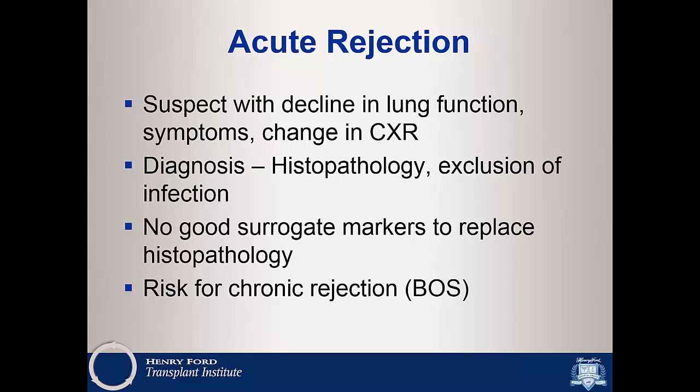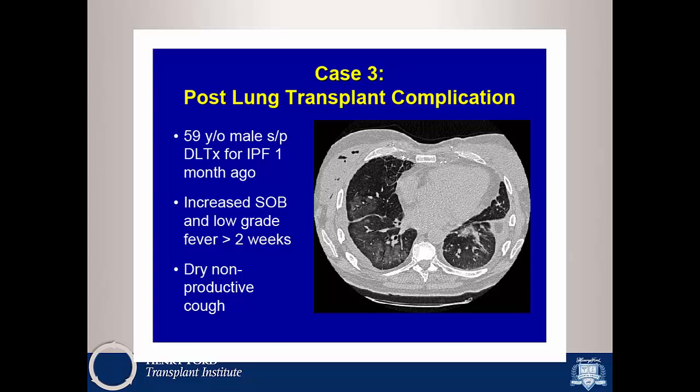This is an example of a 59-year-old who had a bilateral lung transplant for pulmonary fibrosis a month ago. He was still in the hospital, had increasing shortness of breath, some low-grade fever and a dry, non-productive cough. Again, a very non-specific CAT scan that's maybe not showing quite as well, but there's some ground glass opacity here, here. You see fluid in the fissure, very common, and probably a little bit more consolidated area right there.